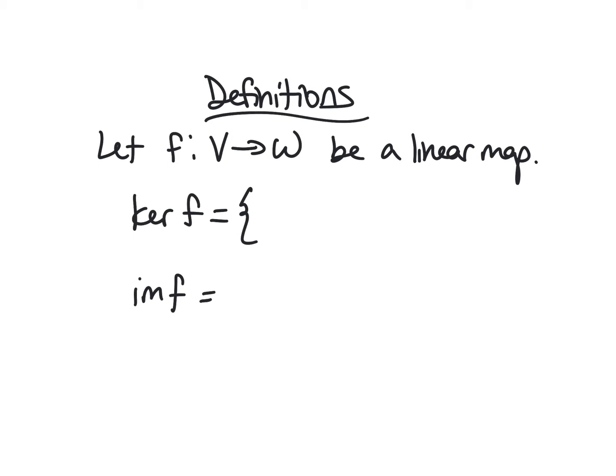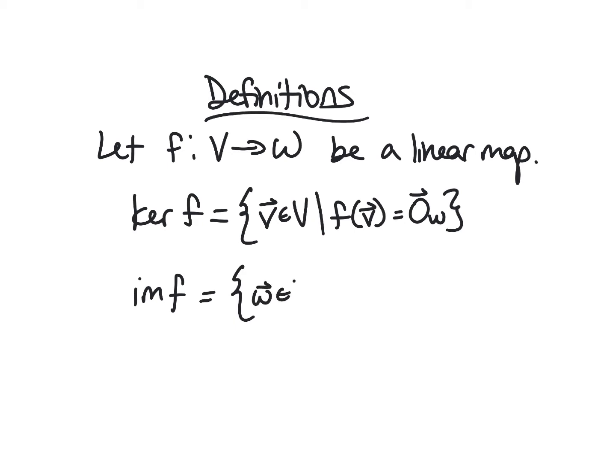Our context will be that f is a linear map from vector space V to the vector space W. So the kernel is all the things that map to 0. So these are the vectors v in V such that f of v is equal to the 0 vector in W. And the image is just all the stuff that's hit in W. So what do I mean by that? Well, they're the vectors w in W such that w can be written as f of v for some v.